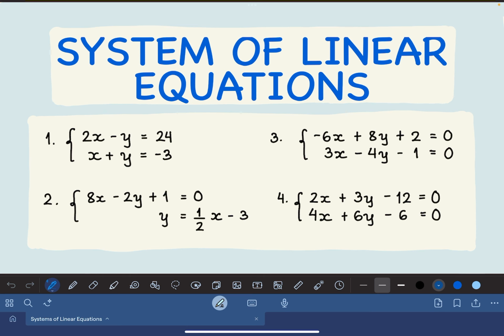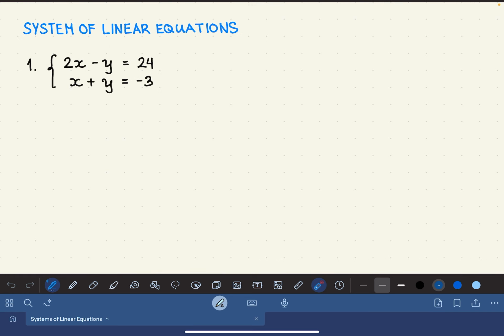Hi there. So in this video, we'll be working on systems of linear equations. So we will be solving 4 examples illustrating this. Let us start with this first one.